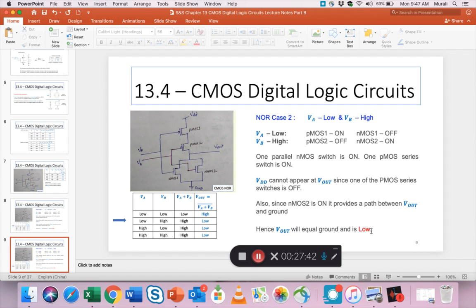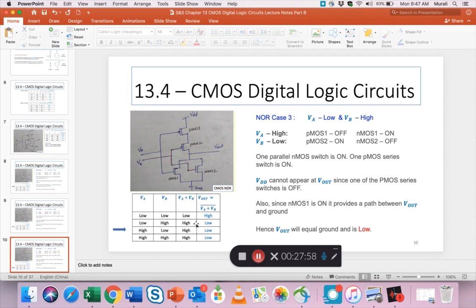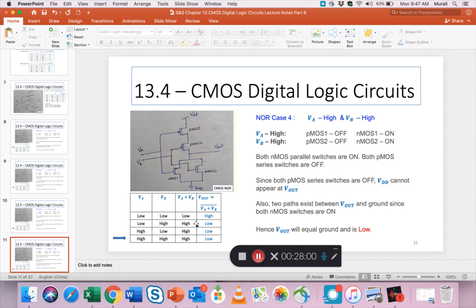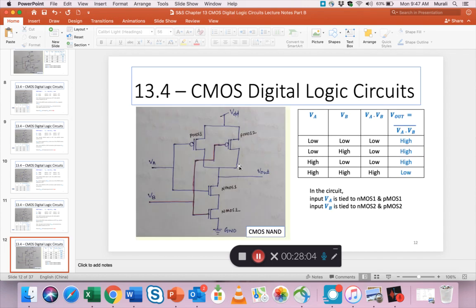Okay? So this is the way to go through each step at a time and understand that this circuit perfectly gives us the execution of the NOR function. Okay? So I've got case 3, case 4. You should check the logic and make sure you understand it. Then I introduce the AND function.